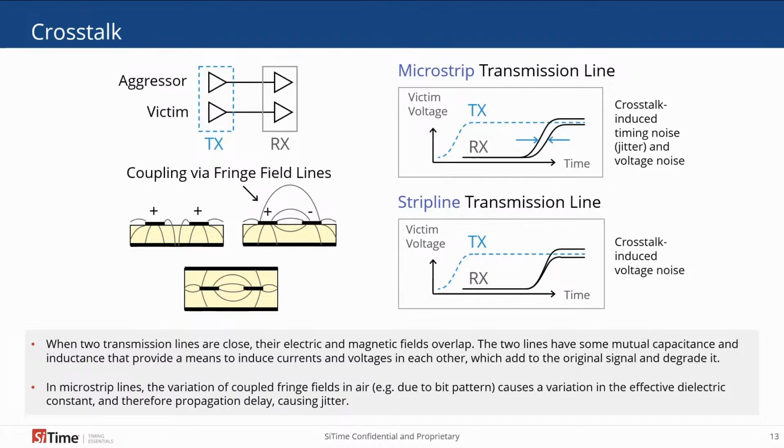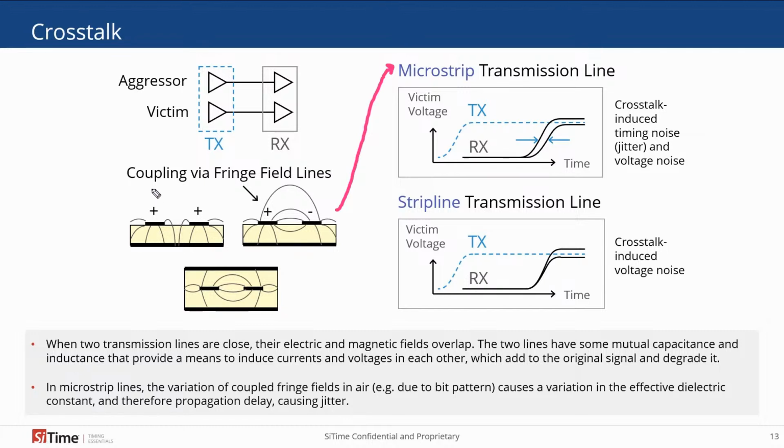Crosstalk is another area that can create jitter. In this example, we have an aggressor and we have a victim line. And we can take a look at two scenarios. One is a microstrip and the second is a stripline. So in the microstrip case, we have two conductors sitting on a dielectric over a plane of constant voltage, which could be power or ground, for example.